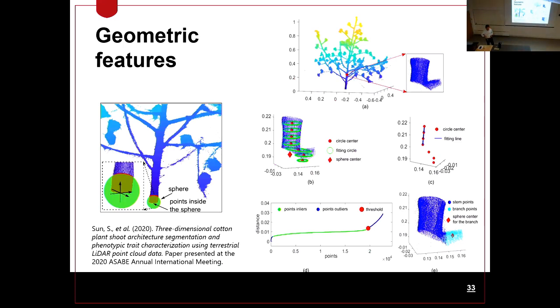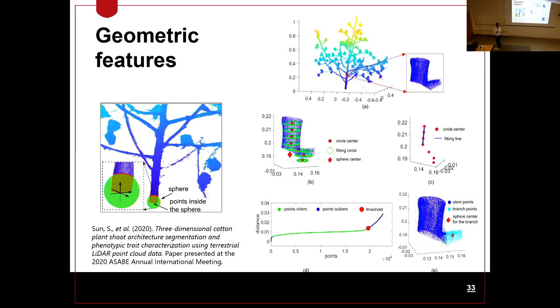For this task, I tried two different methods. The first is the traditional computer vision method. Based on geometrical features or structural features, I developed some algorithms to do the segmentation. Here is just a rough idea. What I did is first we generate a sphere with this radius, and inside this sphere we have part of the plant, the points, and then we do 3D circle fitting. So we have the circles here.